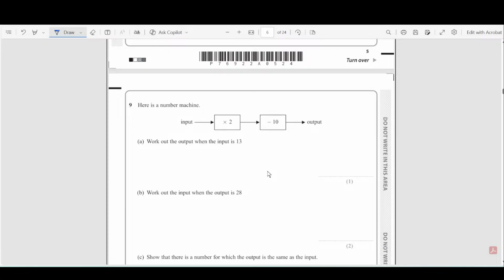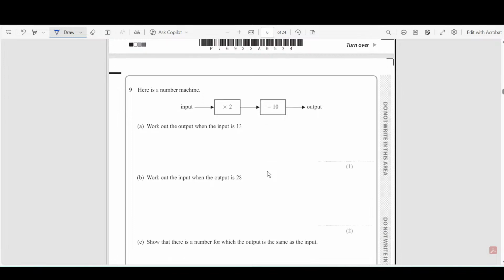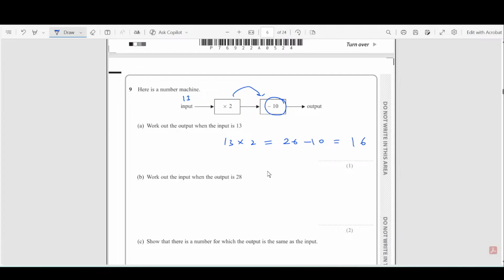Then we have a number machine question, question number 9. We are given an input and output. Work out the output when the input is 13. So let's take input 13. We have to multiply the input by 2. So 13 times 2 is 26. Then after 26, the second operation is minus 10. So 26 minus 10 is 16, right? So the output is 16 when the input is 13.